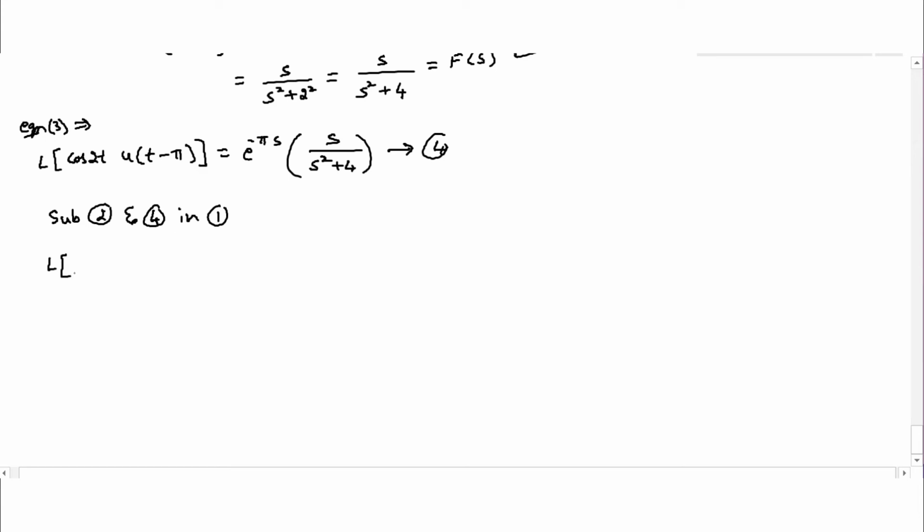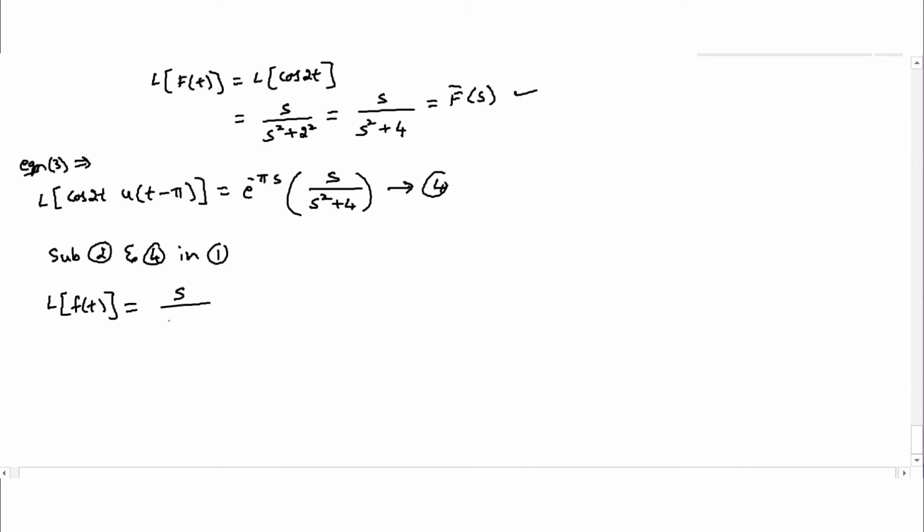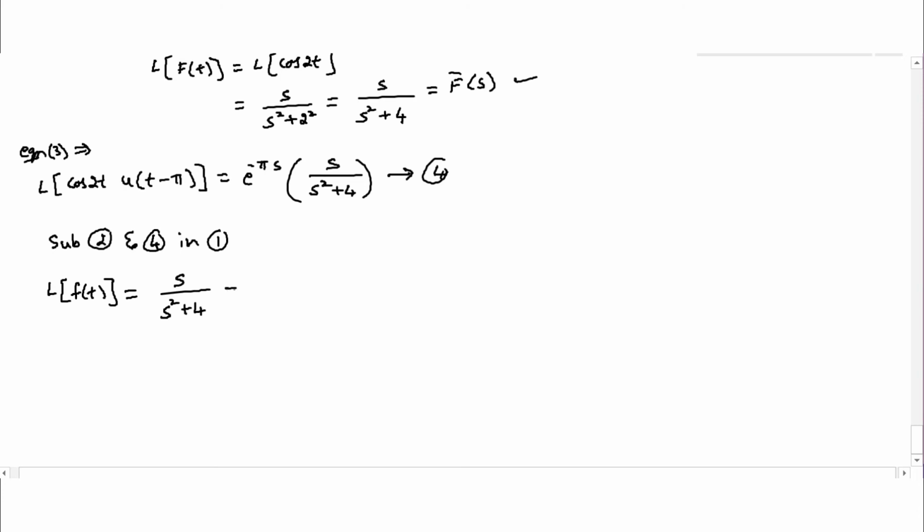So we'll be getting Laplace transform of f of t equals, equation number 2 is s by s square plus 4, minus equation number 4, e power of minus pi s times s by s square plus 4. But if you try to observe over here, s by s square plus 4 is common, so you can take s by s square plus 4 as common outside, so you'll be left with 1 minus e power of minus pi s. That's the required solution. Let us move on to the next question.